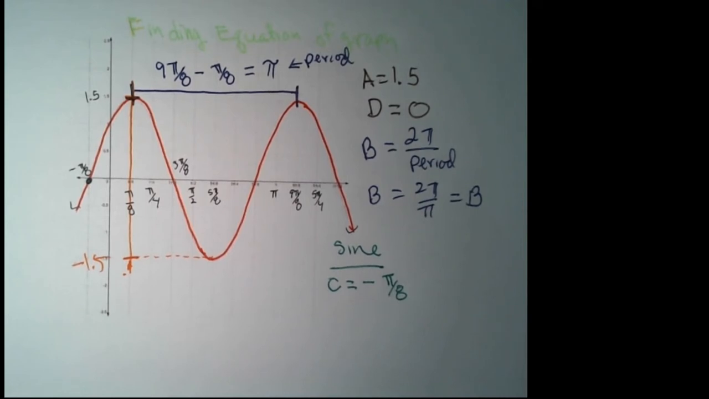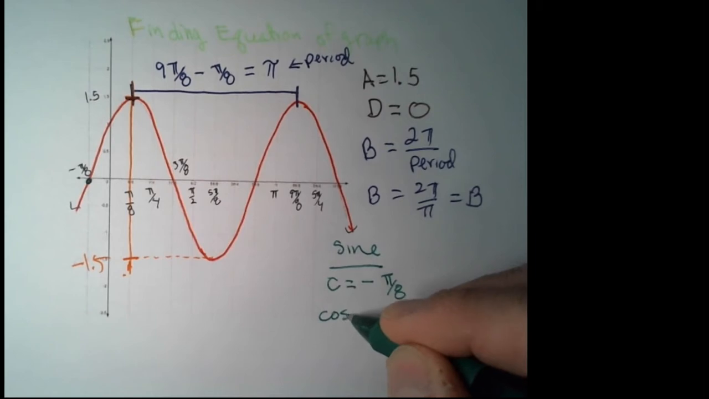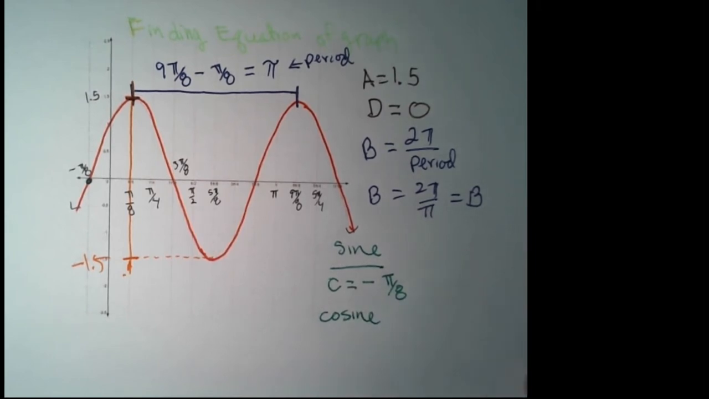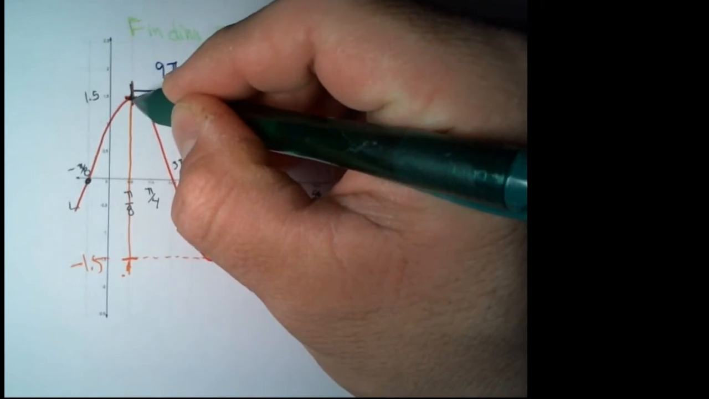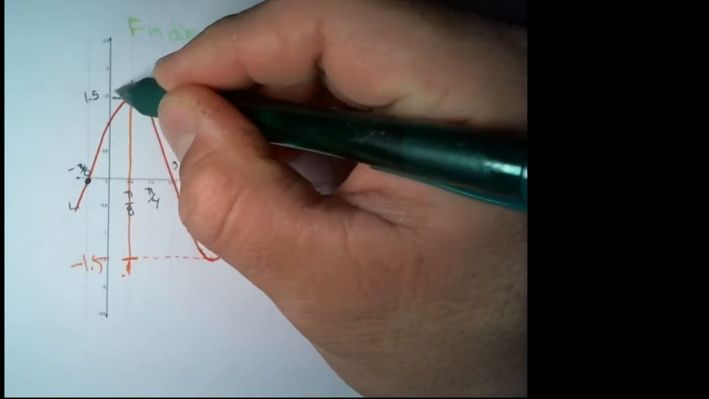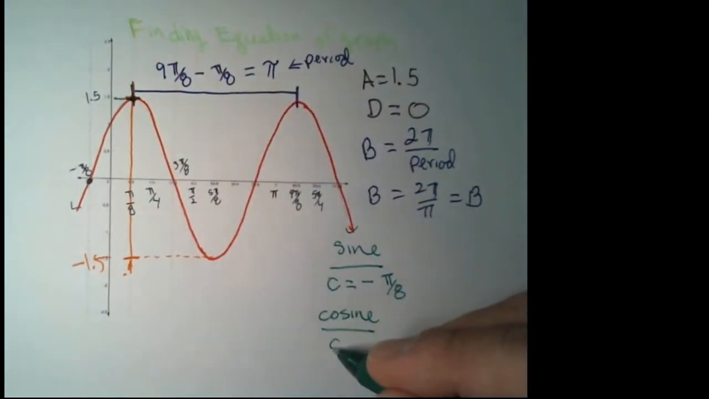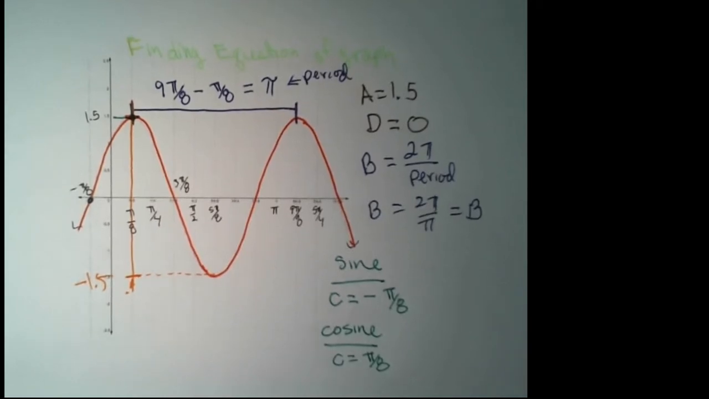Now for my cosine, looking at this, if this gets shifted over to the right pi over 8 units, then C is pi over 8. Now I think we have everything to put all this together.